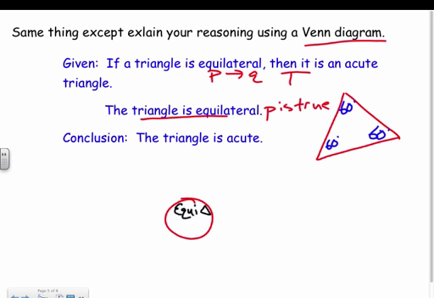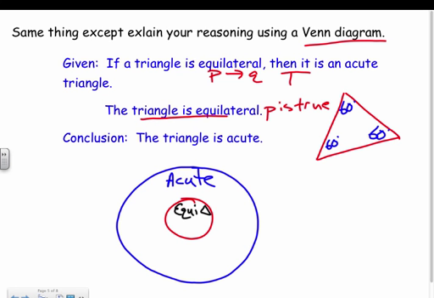So that means my acutes have to be the bigger one. Because all equilaterals are acute, right? But not all acutes are equilaterals, right? I could have something that's like 40, 70, and 70 for an acute. That's not equilateral. Okay? So that would be an example of a Venn diagram to explain that there.